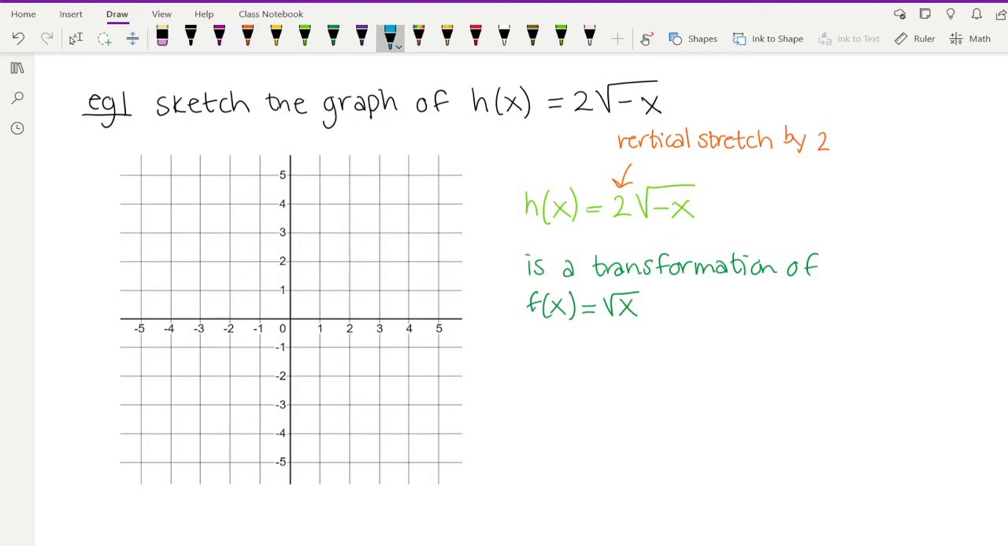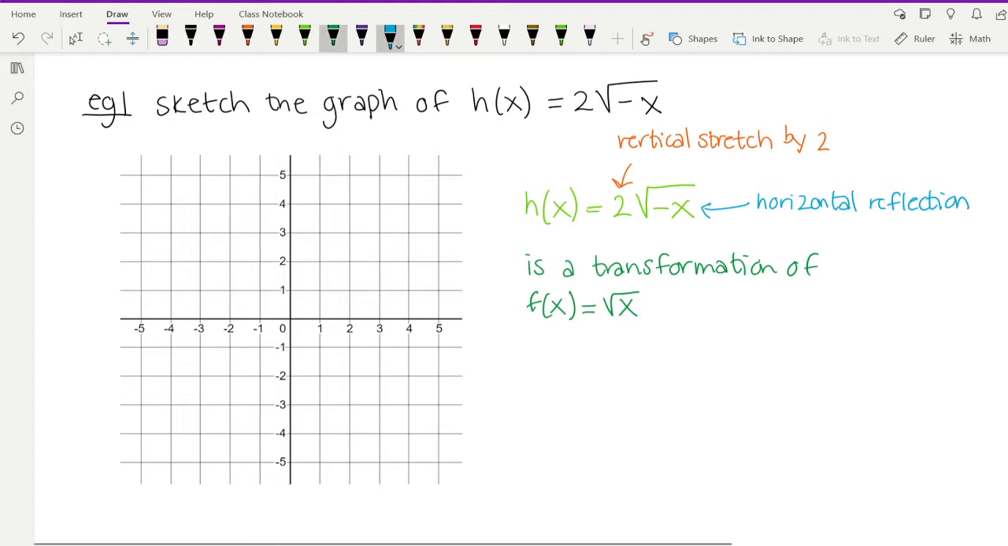The other transformation we see is that we're negating, right? We have a negative sign, and that negative sign is being applied just to x. It's not out here. If it was out here, it would be a vertical reflection, but because it's just on x, this is a horizontal reflection. And so a horizontal reflection means we're going to be reflecting it over the y-axis. So the x-coordinates are going to change sign while the y-coordinates stay the same.